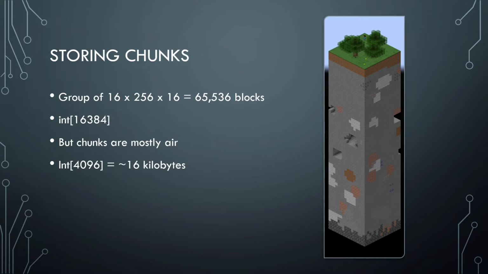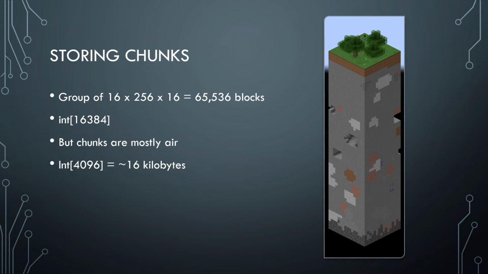Now, the world goes all the way up to 256. That is the max build height. And the world never generates higher than 128. But you can build higher than that, right? So that means that only around 1/4 of the chunk is actually useful information. The rest is air that we don't care about.